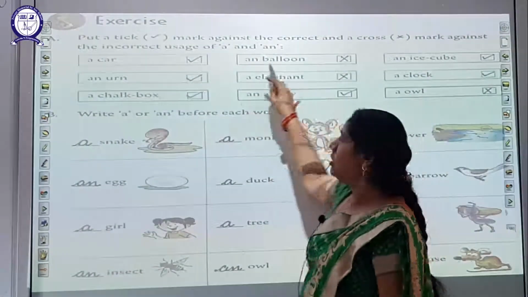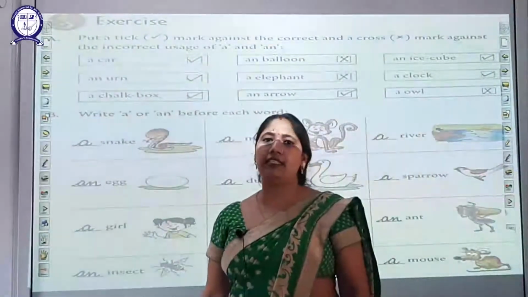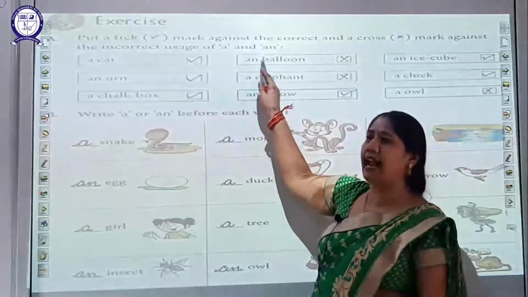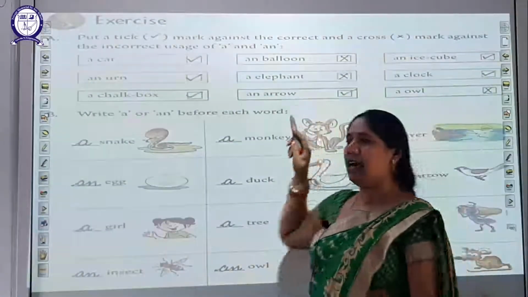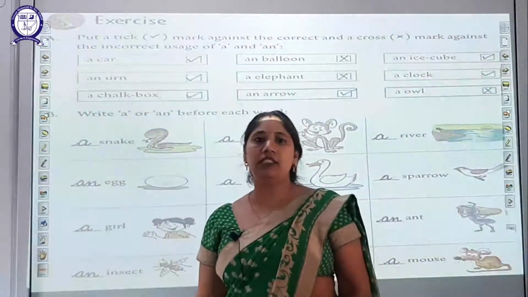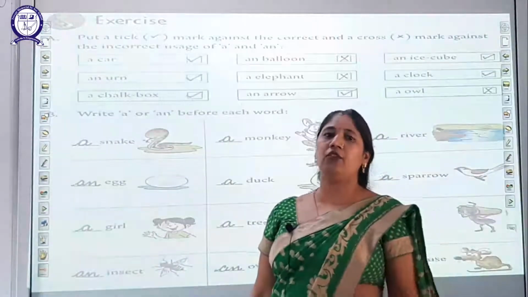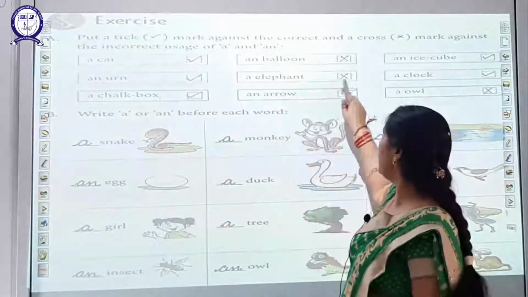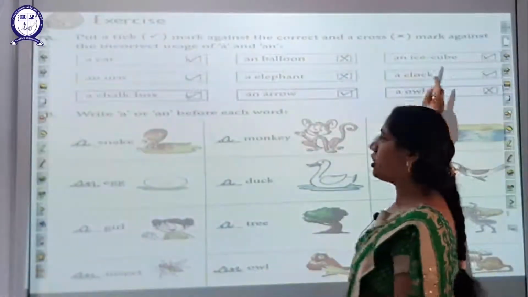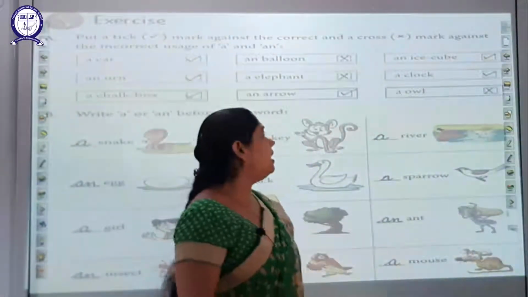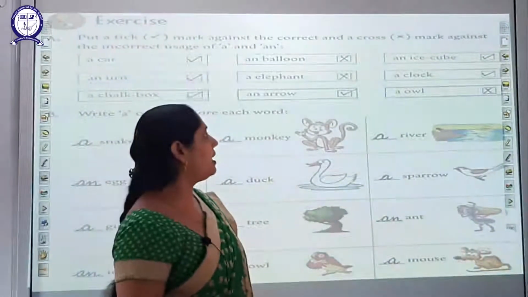An balloon. So B is a consonant sound, and here it is written an. So this is incorrect. A elephant. E is a vowel sound. So before E we have to write an. So this is incorrect. An arrow. This is correct. An ice cube. This is also correct. A cloak. This is correct.